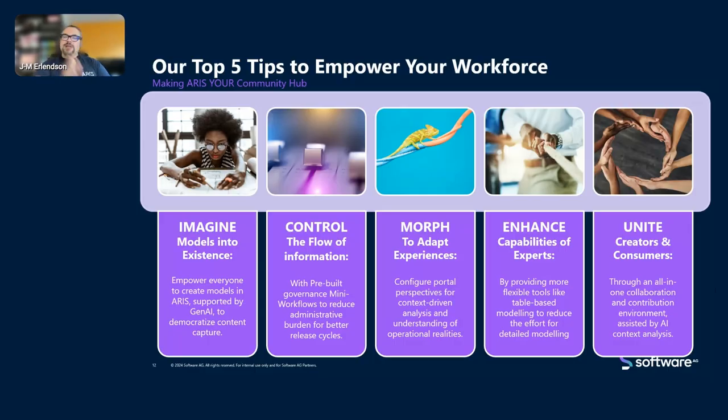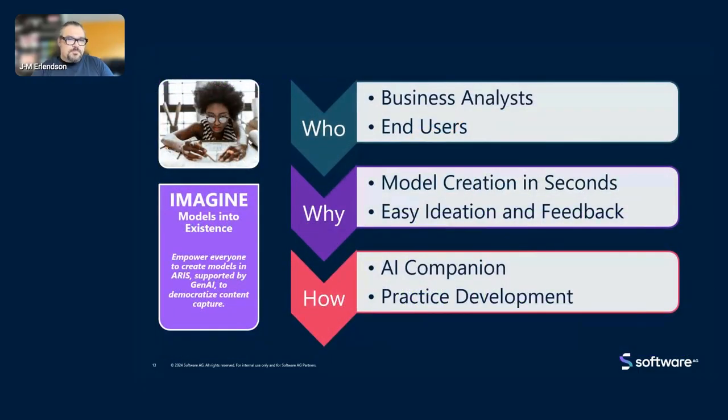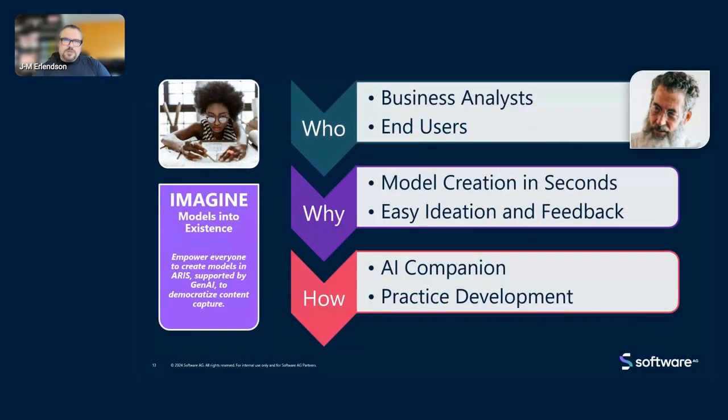So let's talk about imagine, control, morph, enhance, and unite. These 5 superpowers that you can have for workforce enablement, workforce empowering. Let's dig into each one. So when you imagine models into existence, who do you help? Well, I think particularly John is going to love this, but in some cases, Ava might also like it too. She can contribute more into this.